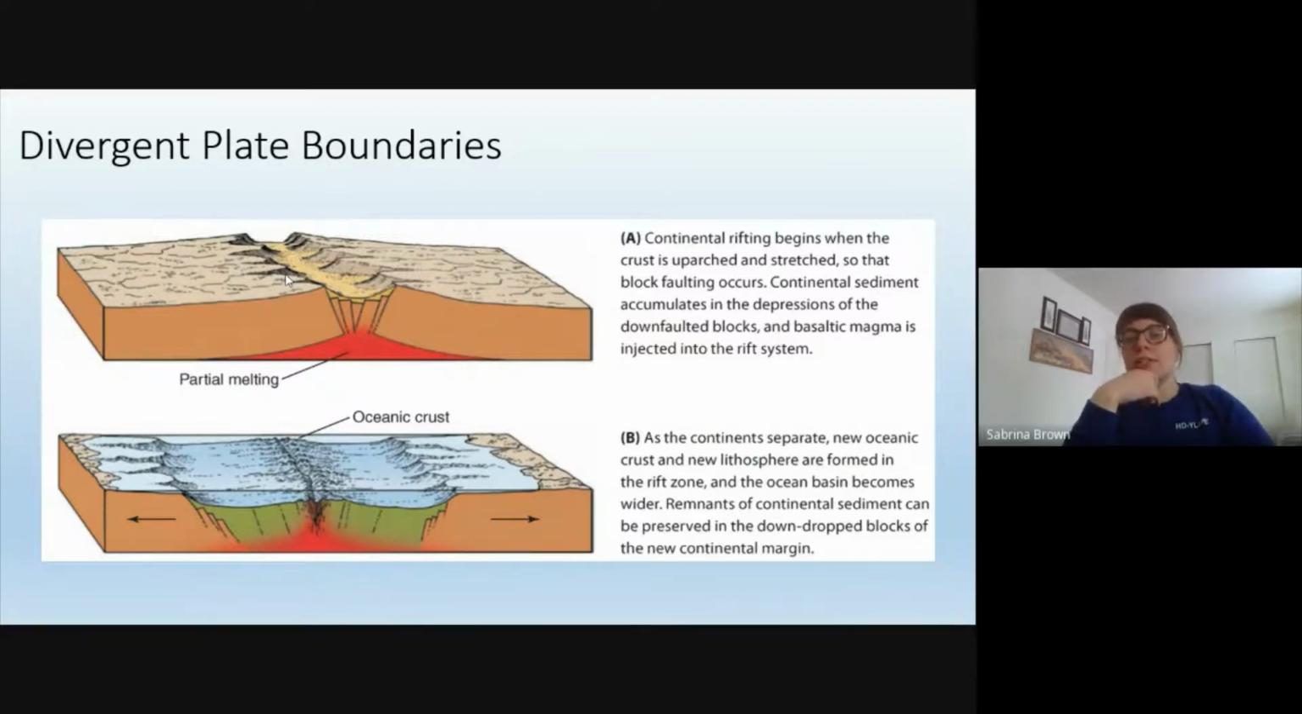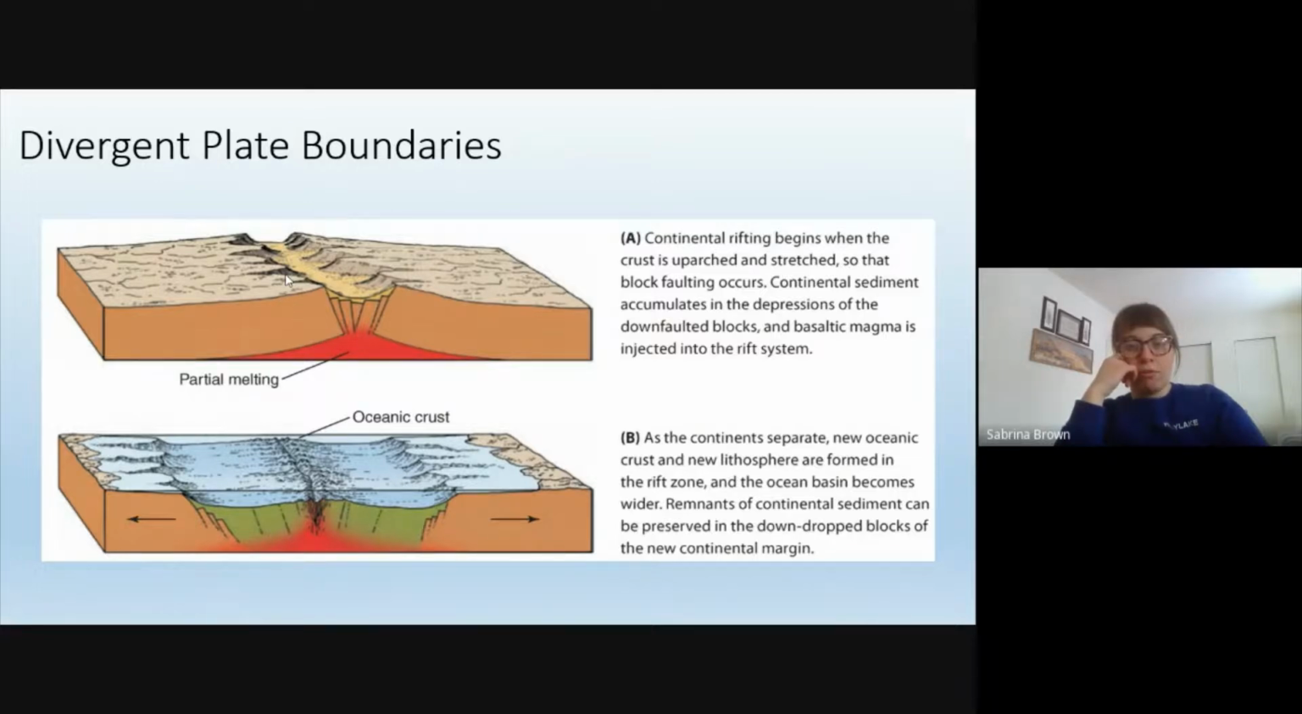And so as crust is stretched, right, we have this force of movement away. We can have rifting or separation of a continent. And as that continent splits apart very slowly, then you start to form what we call a rift valley. And eventually that rift gets so large that you start to inject basaltic magma into that system. And eventually you create a new ocean basin.